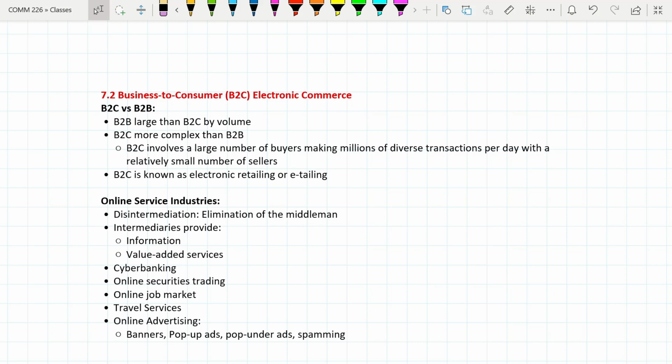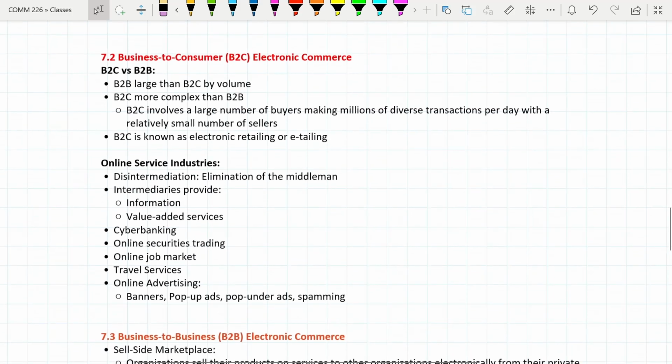And then in business to consumer, a consumer isn't buying those massive amounts of wood. They'd only be buying small amounts that would help them build what they need. So B2C is more complex than B2B. B2C involves a large number of buyers making millions of diverse transactions per day with a relatively small number of sellers. B2C is known as electronic retailing or e-tailing.